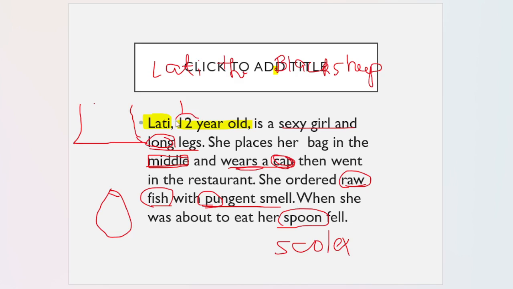Lati, 12-year-old, vitamin B12, sexy girl. Okay? Sexy yung kanyang proglottids, longest, long legs, longest tapeworm. Middle, ang kanyang uterine pore. Wears a cap, merong cap, yung may sombrero ang kanyang egg, so that is the operculum. Raw fish, ingestion of raw or undercooked contaminated fish, mode of transmission, pungent smell, plerocercoid larva, spoon shape, spatulate shape, that's the scolex. Okay, so that's all.